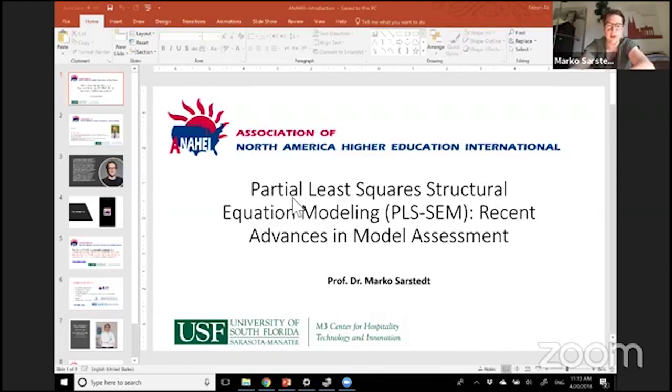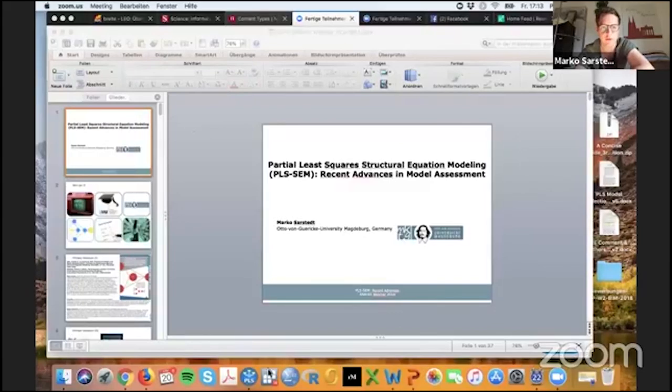How to run PLSpredict with SmartPLS in R software? I think we have some time. I mean, I have time. I can show you. Maybe I can share my screen with you. Is that okay? Yes, Marco, I'll stop sharing my screen. You can go ahead and share your screen so that people can see. Okay, so I just show that to you in case.